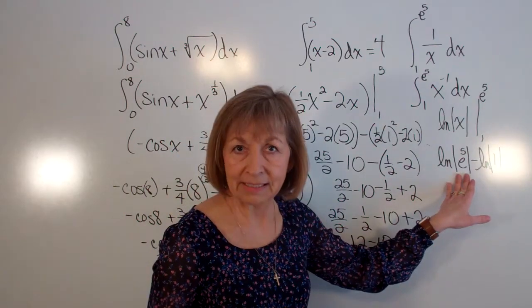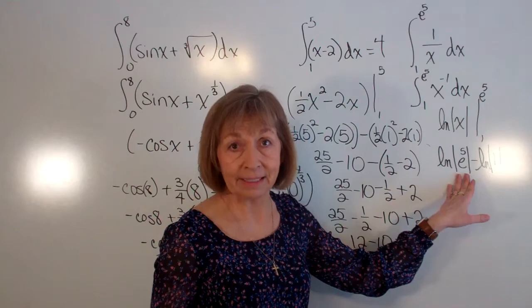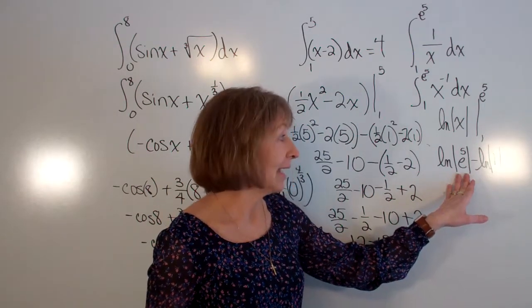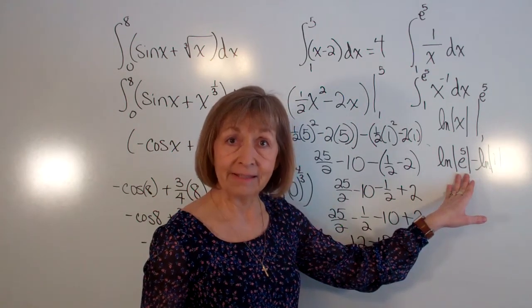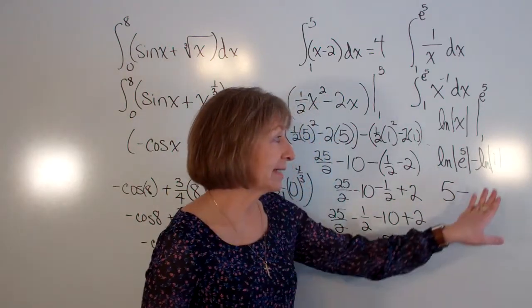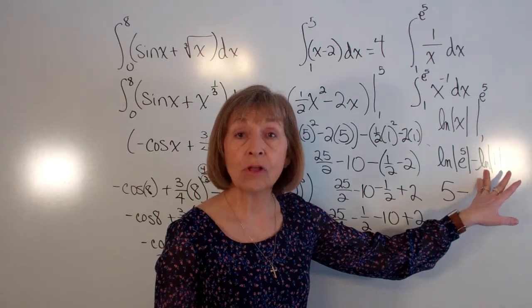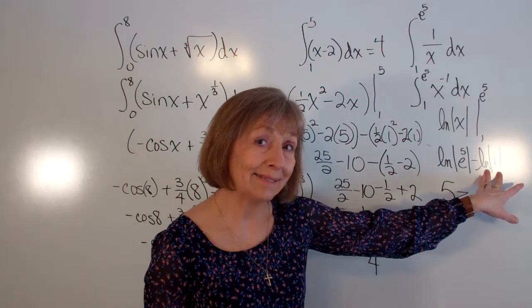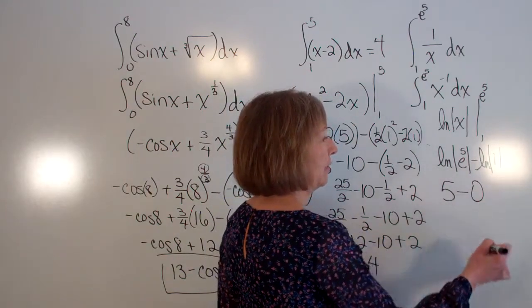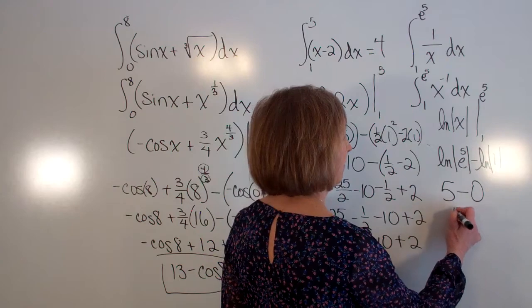Well, e to the 5th is a positive number. So the absolute value of e to the 5th is e to the 5th. And the natural log of e to the 5th is 5, minus the absolute value of 1, which is 1. The natural log of 1 is 0. So I have 5 minus 0, which is 5.